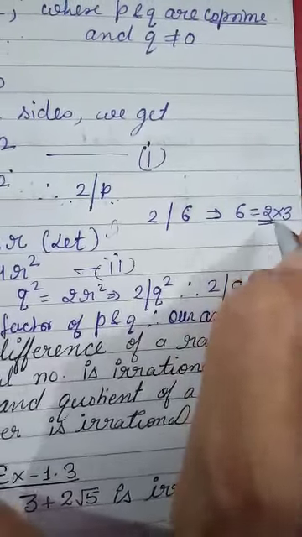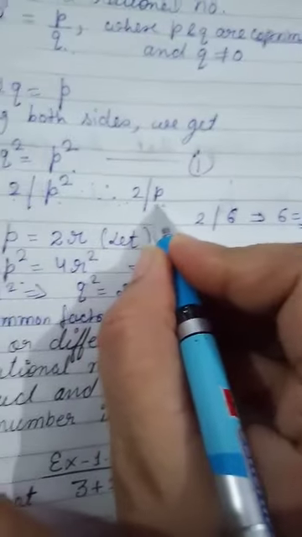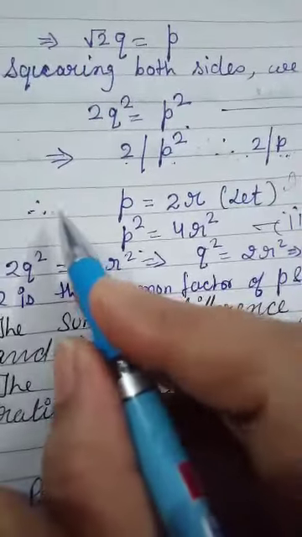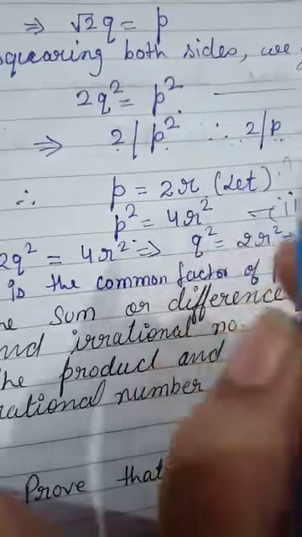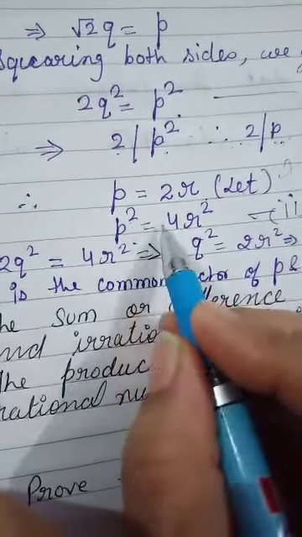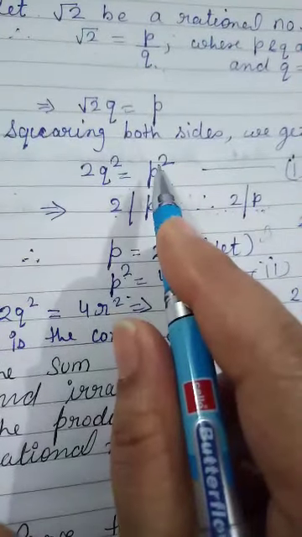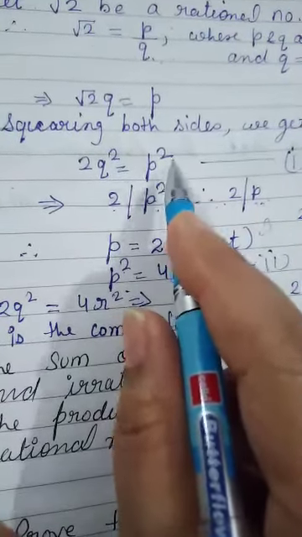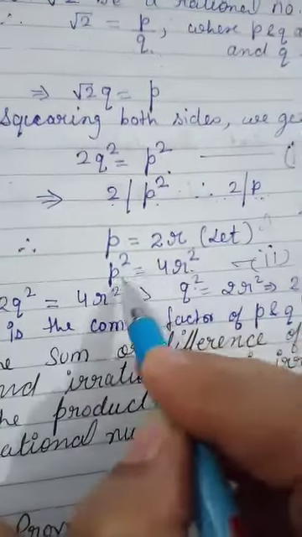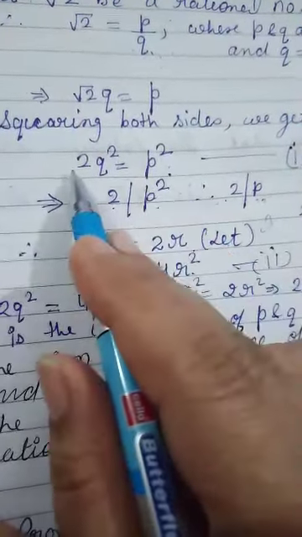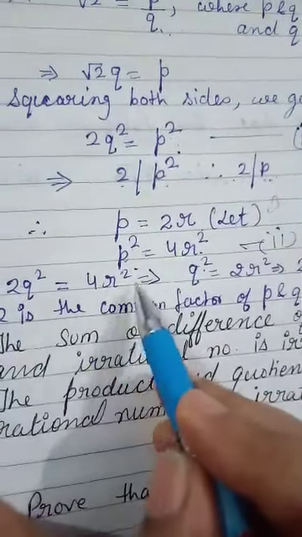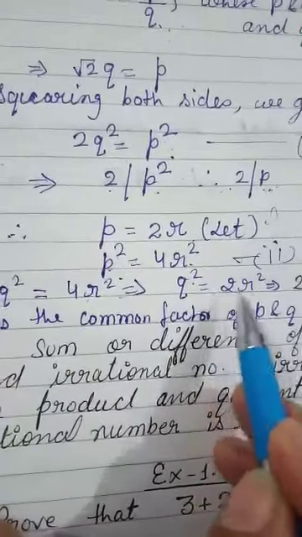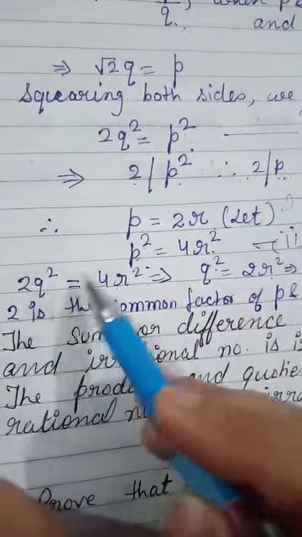So 2 divides p, therefore p is the multiple of 2. So I can write that therefore p is equal to twice of r. Let r be any integer. Squaring both the side, p square is equal to 4r square. From first we are substituting value of p square in, from second we are putting value of p square in first. So here we will get 2q square is equal to 4r square. 2q square is equal to 4r square. q square is equal to 2r square. 2 से 2 cancel हो गया.